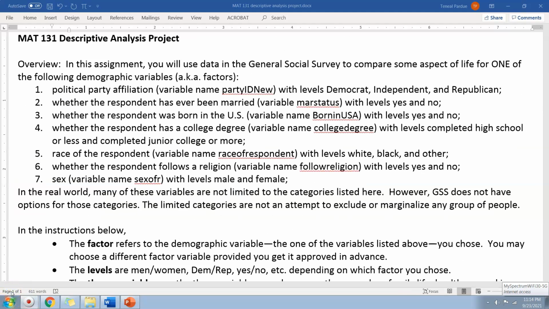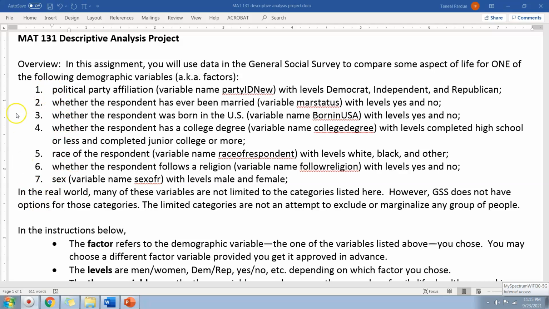All right, so now that we've finished reviewing the material that you need before you can do the project, let's talk about the project itself. So in this project, you're going to look at the GSS, the same data set we've been looking at, and you're going to pick some aspect of life that you're interested in and compare it according to some demographic variable.